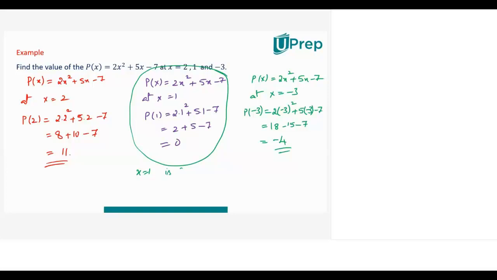Where the polynomial takes 0, that value x equal to 1 is called a 0 of that polynomial. What was our polynomial? 2x square plus 5x minus 7. And the wording is normal English language only. Why do we call it a 0 of the polynomial? Because it is that value where I'm getting the polynomial value as 0. That's why it is called a 0.